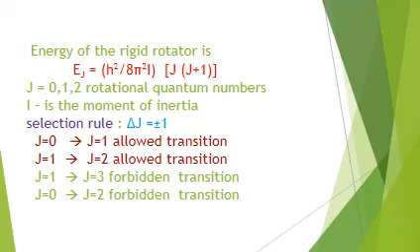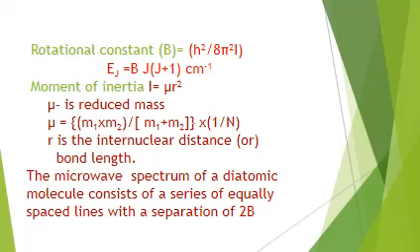J equal to 0 to J equal to 1 and J equal to 1 to J equal to 2: for these, ΔJ equal to plus or minus 1, and these transitions are allowed transitions. J equal to 1 to J equal to 3 and J equal to 0 to J equal to 1 in that case: ΔJ equal to plus or minus 2, and these transitions are forbidden transitions.